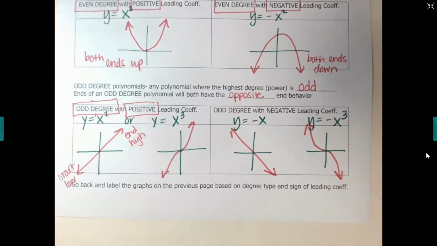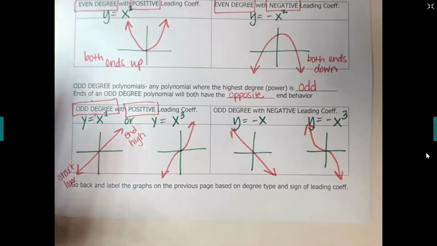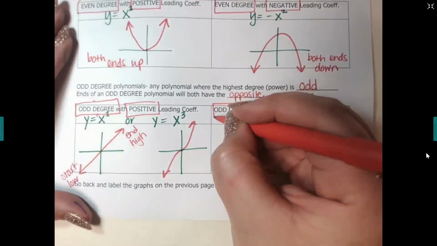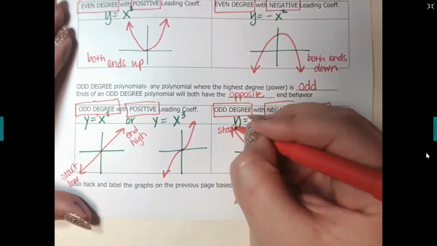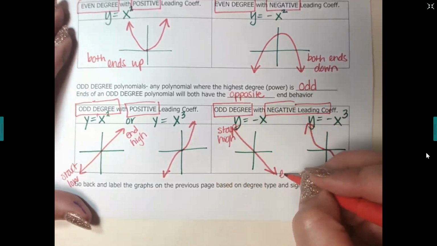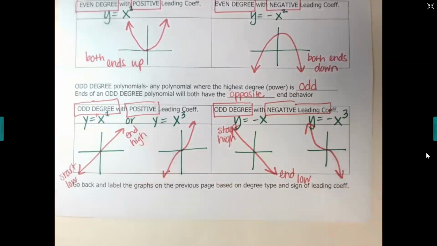So if your ends are going opposite ways, it's odd. And then the direction that it's overall headed, whether it starts low and ends high or vice versa, is going to tell you what kind of coefficient it has. So this is odd because one end's up, one end's down. But it's a negative leading coefficient because it starts high and it ends low. And you'll notice that even though this one's straight and that one's more of a curl, it doesn't matter. Either way, they're both starting high, ending low, ends going opposite directions.